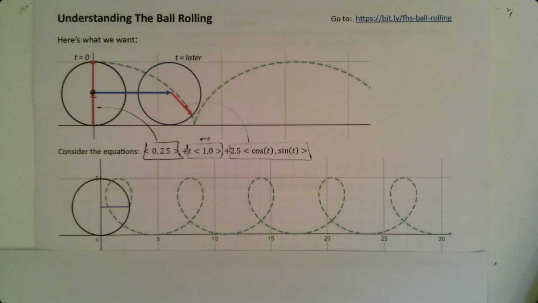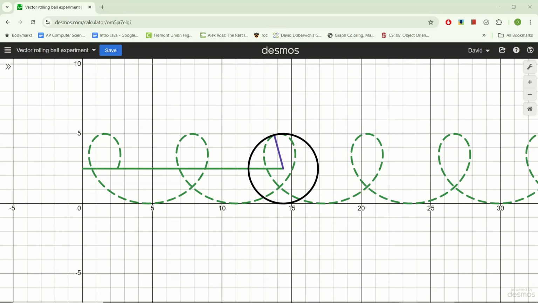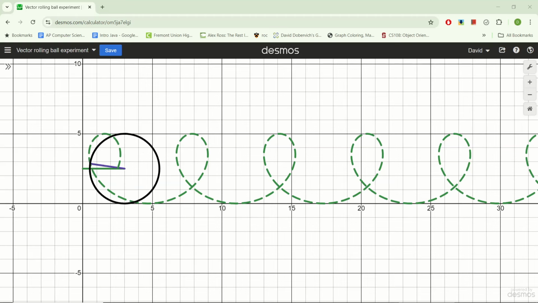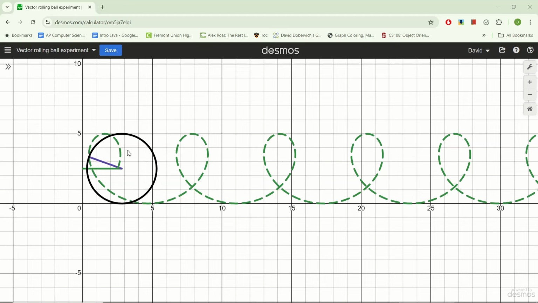Let's see what this one looks like when it's animated. So clearly the path is wrong, but I asked the groups earlier today to notice a couple of specific things that are leading the path to be the incorrect shape. A lot of groups noticed that the rotating vector is rotating in the wrong direction for a rolling ball. It should be rotating clockwise.